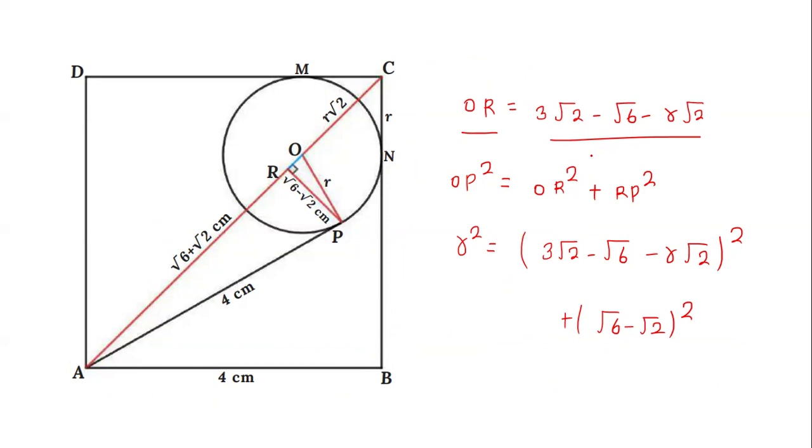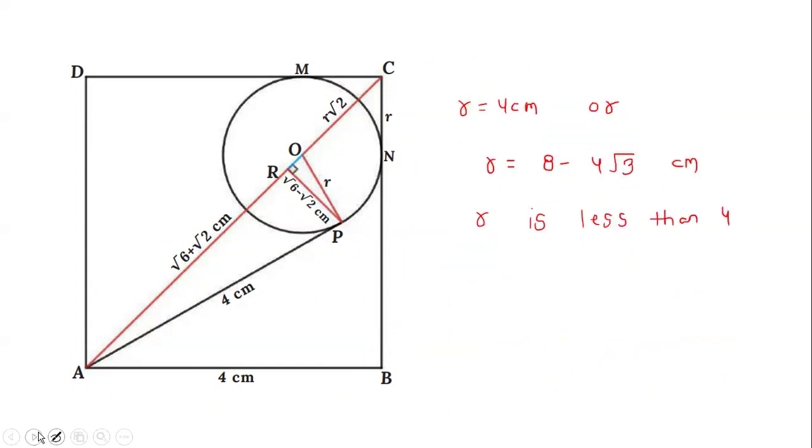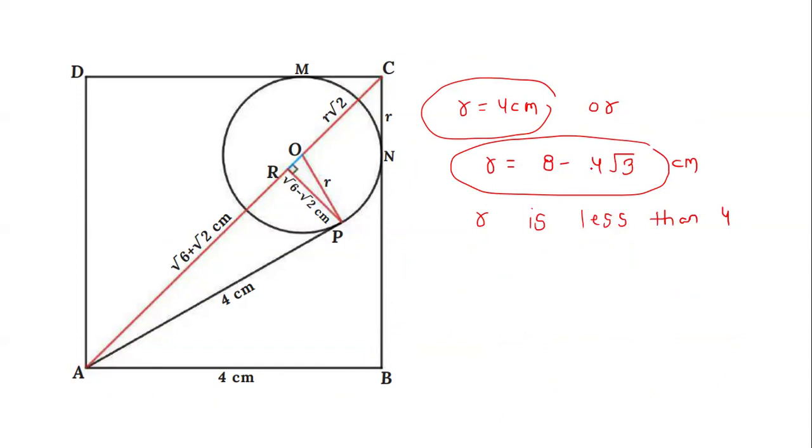Now you can also write OP square as OR square plus RP square. OP is R, so this will become R square plus OR, which we know in terms of small r, plus RP, which we know like this. After calculation, this will become one quadratic equation. You can solve it, and after simplifying, there are two values. One is 4 centimeter and the other is 8 minus 4 root 3 centimeter. So these two values of R will come.